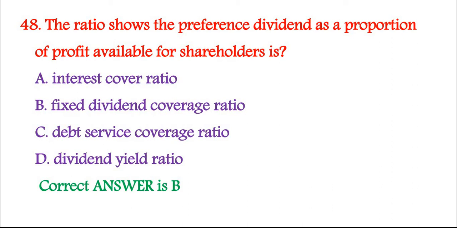48. The ratio shows the preference dividend as a proportion of profit available for shareholders is: A. Interest cover ratio. B. Fixed dividend coverage ratio. C. Debt service coverage ratio. D. Dividend yield ratio. Correct answer is B.